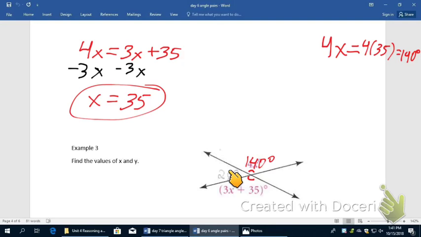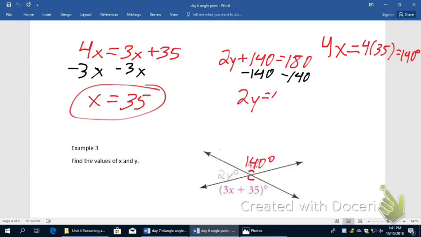Now I know that 2y and 140 are those supplementary angles I was mentioning earlier because they form a line together. Now I'm going to do 2y plus 140 equals 180, again because they are supplementary angles. Here I'll just subtract the 140 from both sides. So I get 2y is equal to 40 degrees and divide by 2. So I get y is equal to 20 degrees.